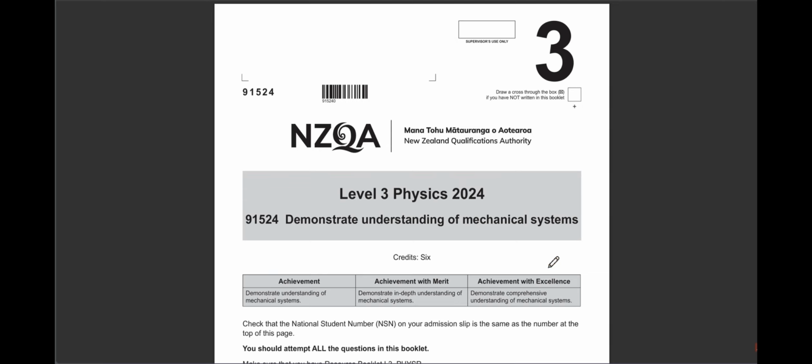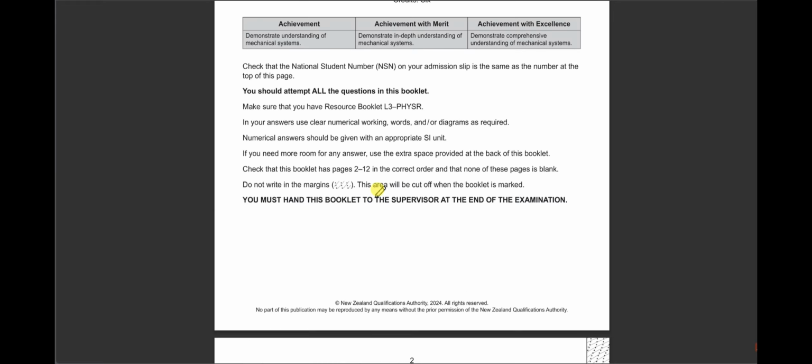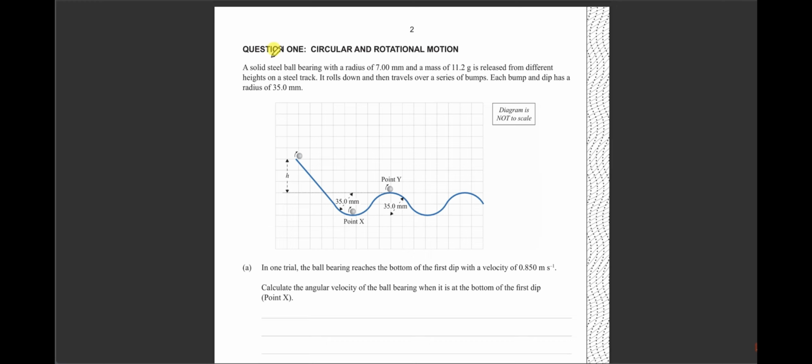Alright, hi guys. In this video I'm gonna go through the 2024 mechanics paper for level 3 physics. So let's start. Question 1, circular and rotational motion.